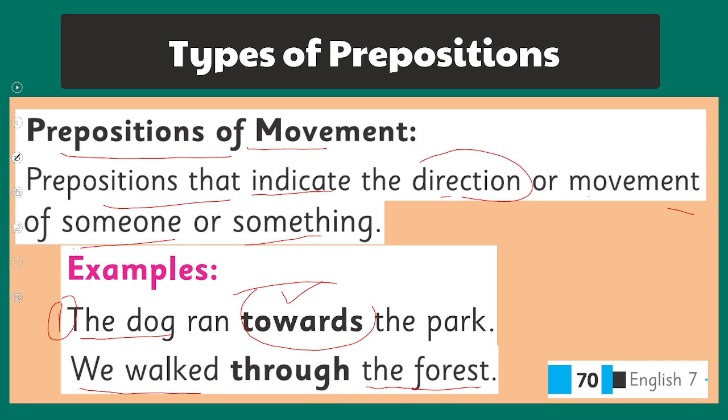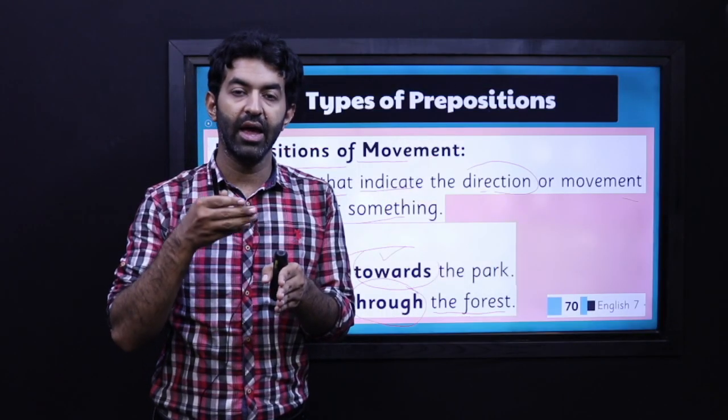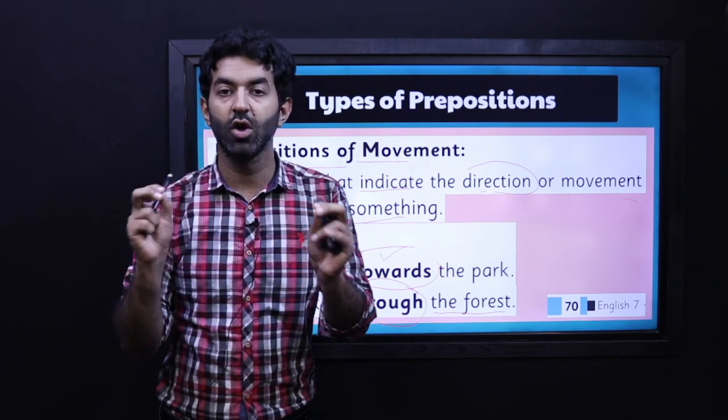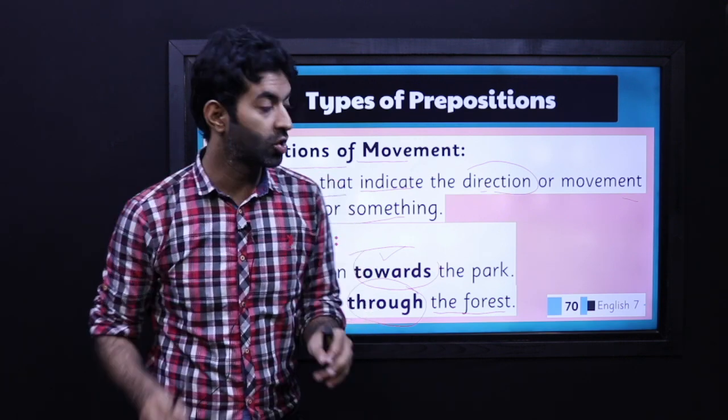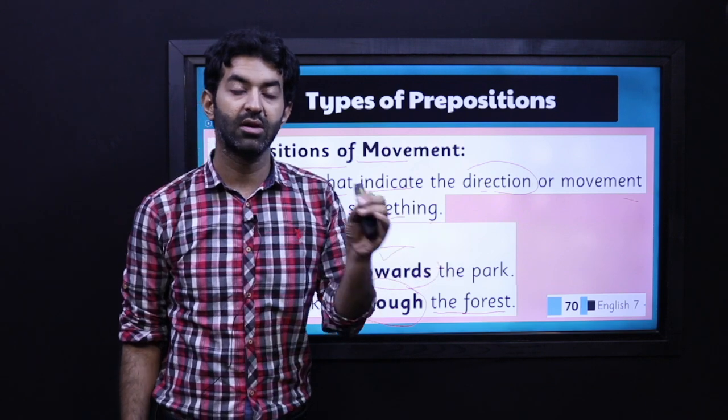We walked through the forest. Now, what was the kind of movement? Were they walking beside the forest, inside, or what? They are walking, or we can say we walked through the forest. It means they actually crossed the forest and they actually went inside and got through it. So through is also an example of preposition of movement. It is showing you the movement and the direction as well.